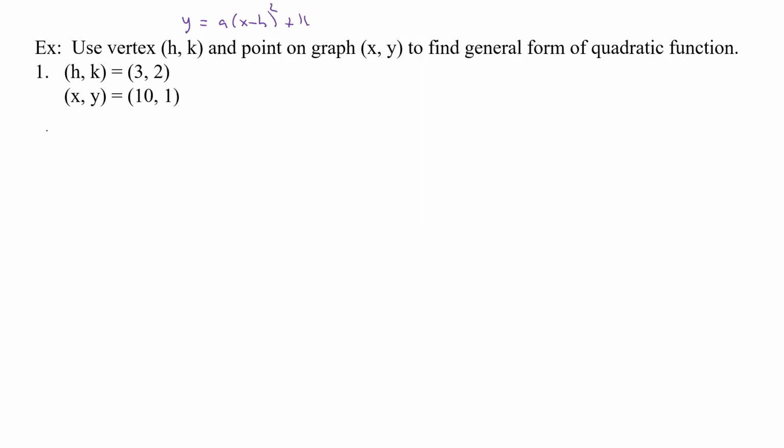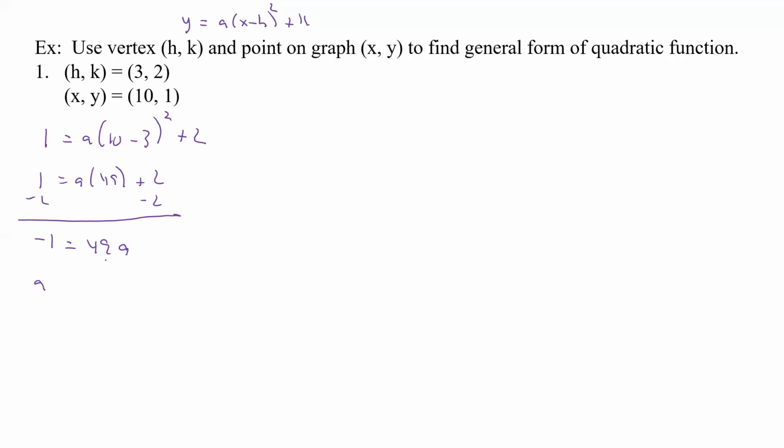So y is 1 equals a times x, which is 10, minus h, which is 3, and then that quantity is squared, plus k, which is 2. So we have 1 equals a times 10 minus 3 is 7. 7 squared is 49, and then plus 2. So subtract 2. And so then we have -1 equals 49a.